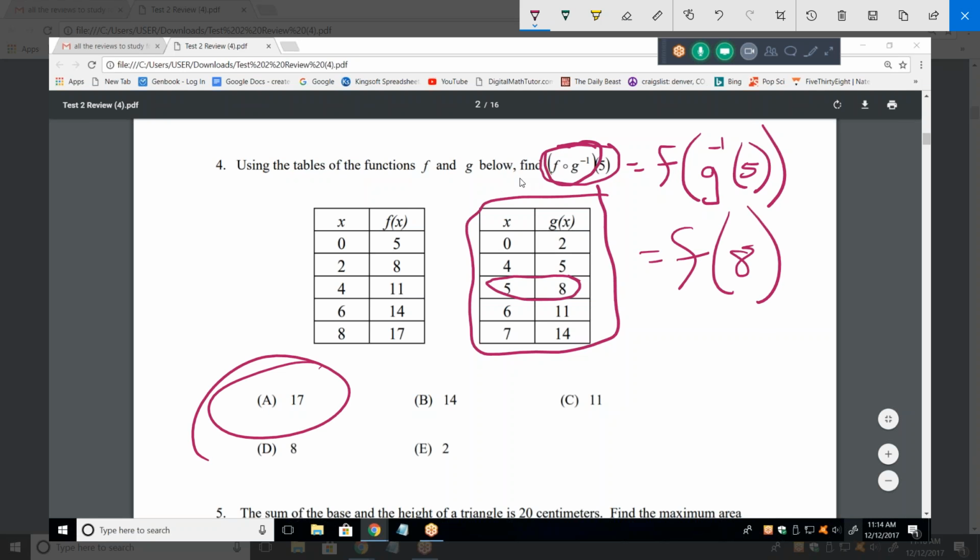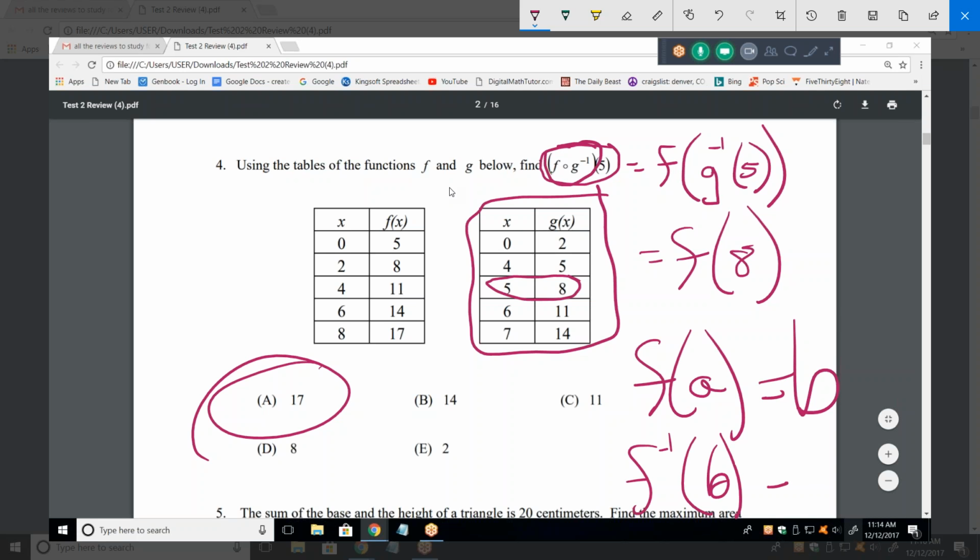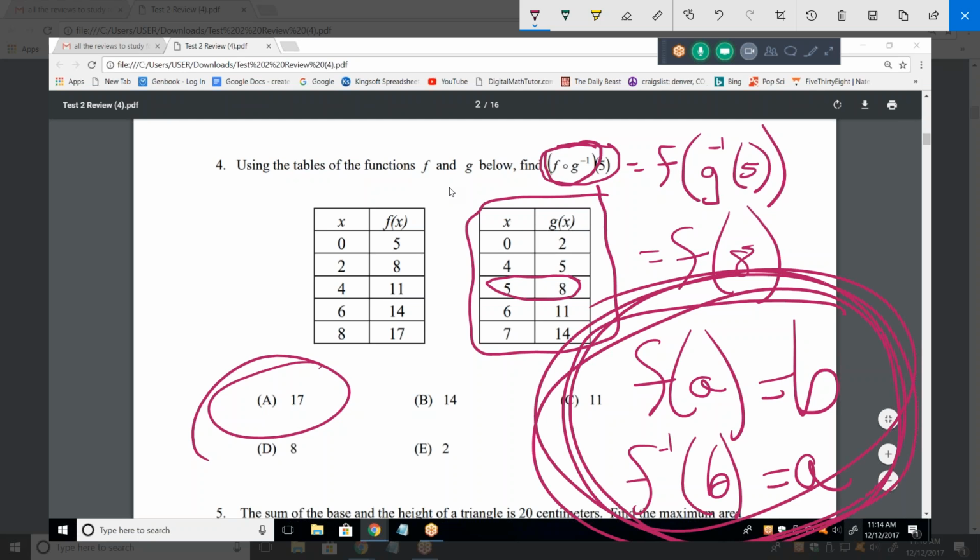There were two very important principles here. But notice that we've had 2 or 3 problems where this property of inverse functions is constantly being questioned. In other words, if f of a equals b, then f inverse of b equals a. It seems like they keep giving us problem after problem that forces us to recognize that. So that's clearly one of the things you're going to be tested on. Okay?